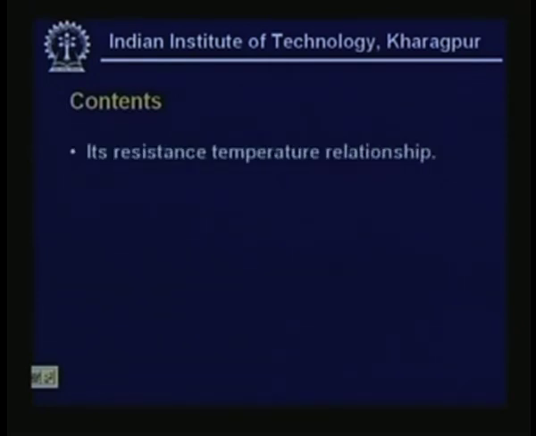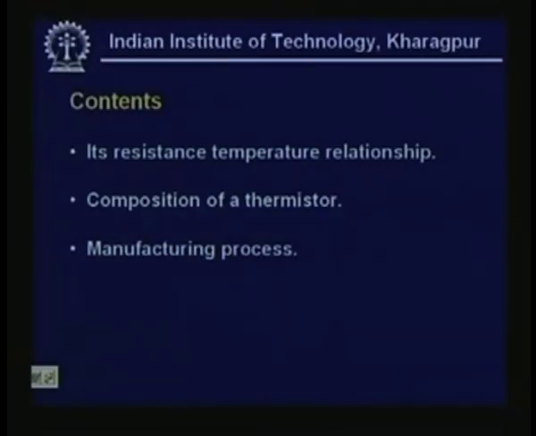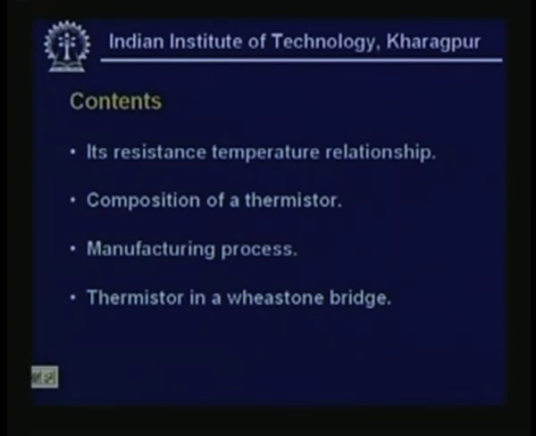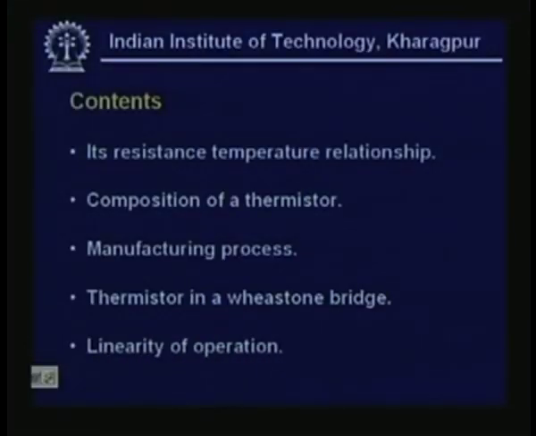Now, the contents of this lesson are its resistance temperature relationship or characteristics, composition of a thermistor, because it is a semiconductor material. So you have to look at what the compositions are and how it is made, the manufacturing process, how actually a thermistor is made, and thermistor in a Wheatstone bridge. This is very important. We will show that the Wheatstone bridge is used to take an unbalanced voltage which is calibrated in terms of temperature, and its linearity of operations.